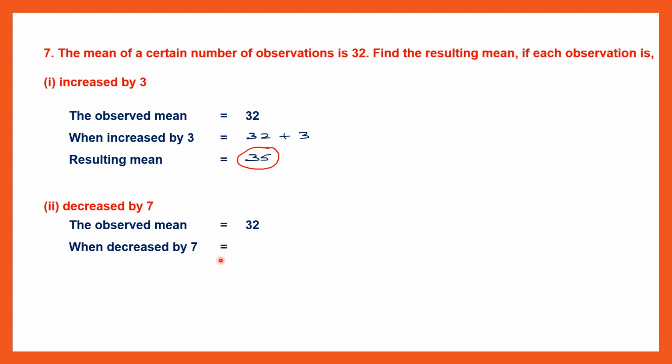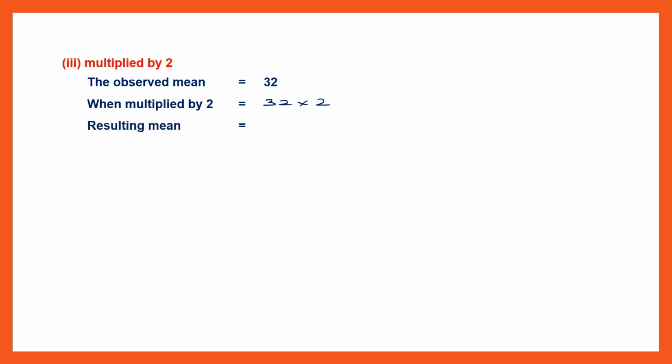When you decrease it by 7, that means what should you do? You should subtract 32 minus 7. Decreased means minus. That means the resulting mean will be 32 minus 7, which is 25. So this is the resulting mean when you decrease it by 7. Next, what happens when it is multiplied by 2? So here we have the observed mean 32, and then when multiplied by 2 means we're going to multiply 32 into 2. 32 into 2 will give us a resulting mean, and that is 64. So the resulting mean here is 64 because we multiplied it by 2.